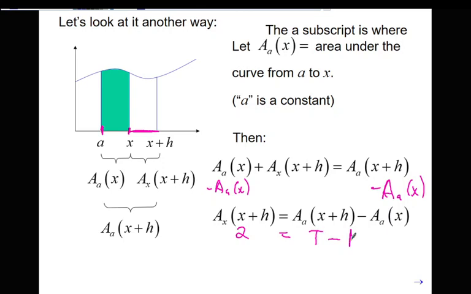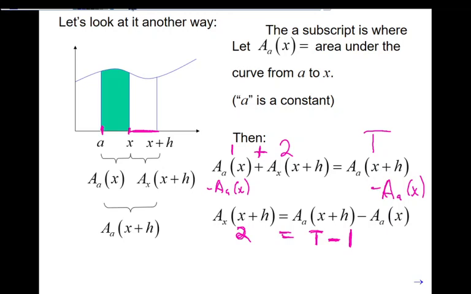Again, the most complicated thing about this is the notation, but basically it's a really simple idea. They're saying, if I have this total area, it's area 1 plus area 2. Well, that means that area 2 must be equal to the total minus area 1. Duh. Makes sense, right?